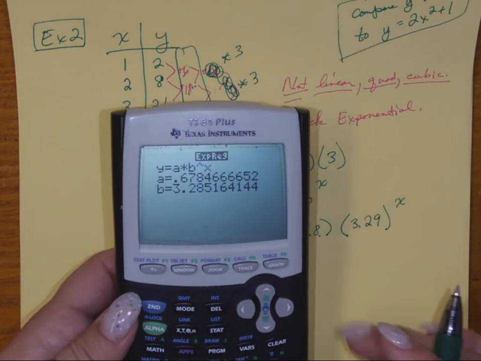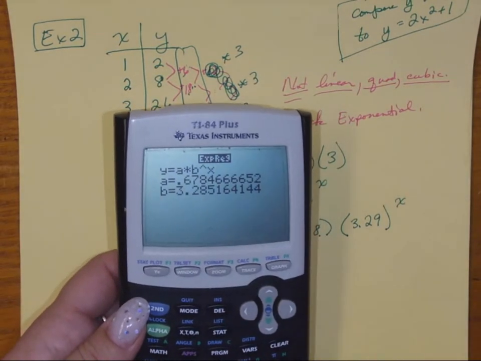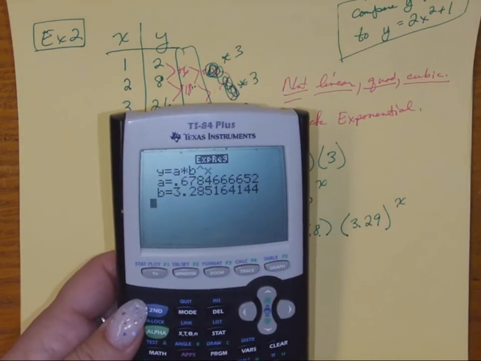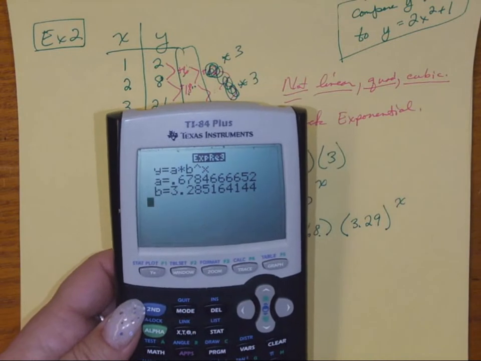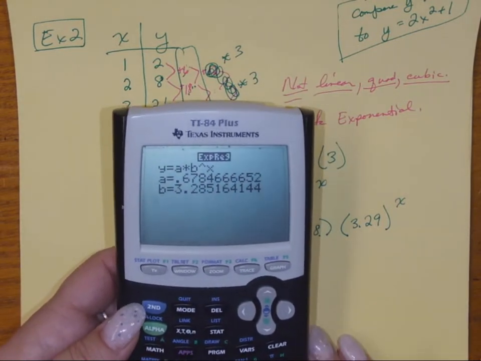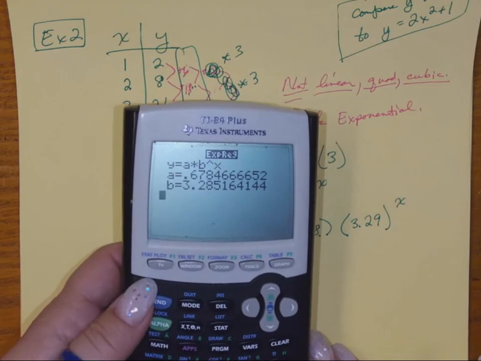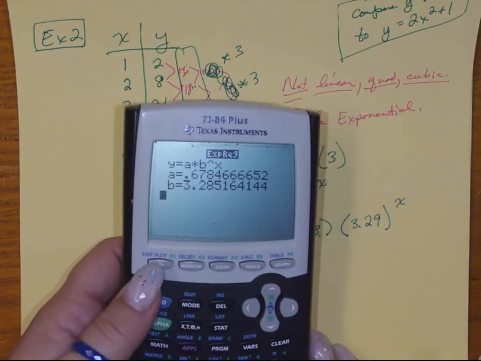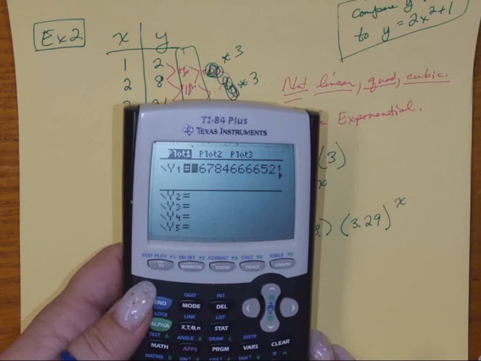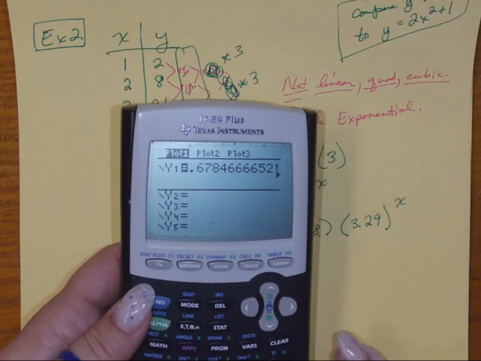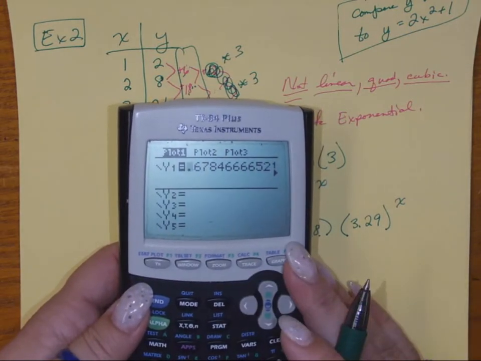So you can tell that's not quite in the same format of what I had a little bit ago, which was 2 times b to the x plus h plus the k. So it's going to look a little bit different than what we had. But that's okay because it's still an exponential function and it still should be okay. If I look at my y equals, then I can see it there. I still have the plot 1 turned on also.